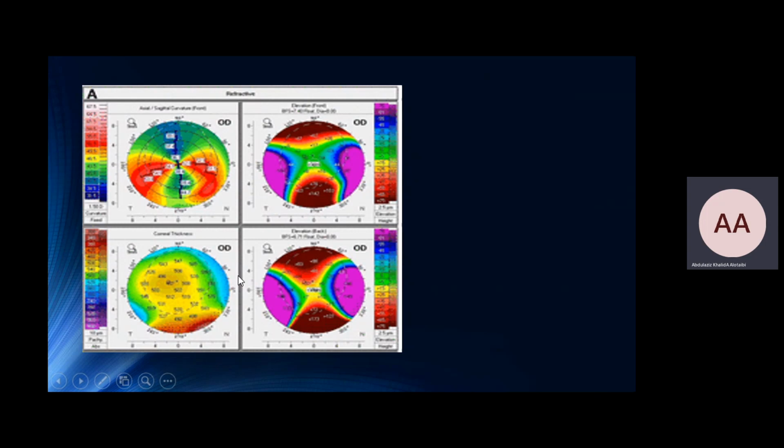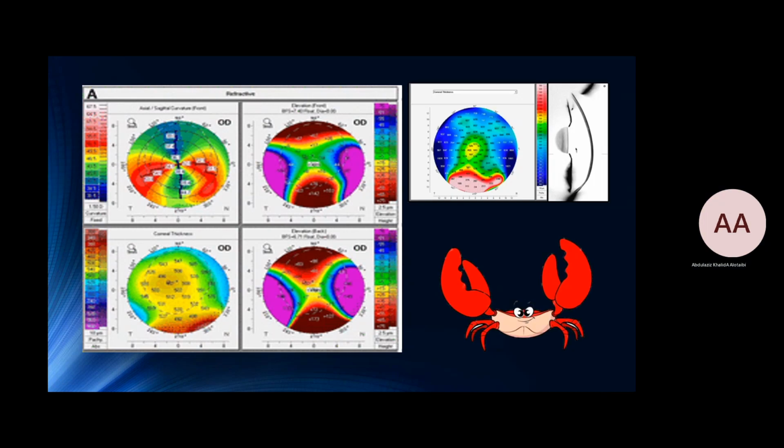Then for the thickness map, what do you look for in this case? There is inferior thinning. The overall picture is like an elusive version. Exactly. We have the crab marginal degeneration, which represents inferior thinning with the area above it with steepening. The pattern is crab claw.